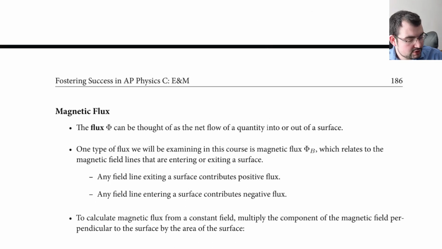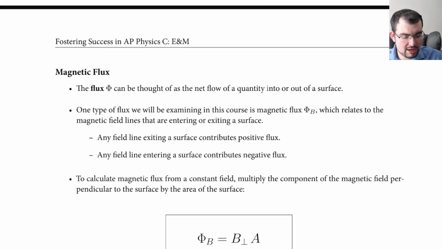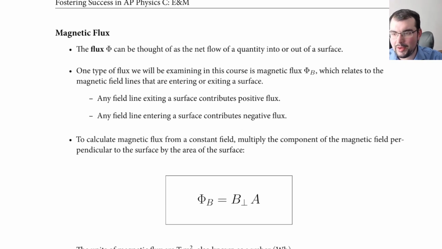So now we'll introduce a kind of abstract concept. This will become useful to us in the calculus unit, but we're going to define this idea of magnetic flux. And flux is really close to the word flow. So we want to say that flux is like flow. So the flux, given the Greek letter phi, is the net flow of anything into or out of a surface. So how much light is coming through your window every second?